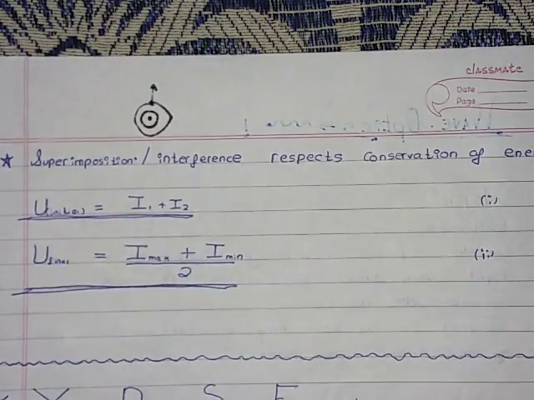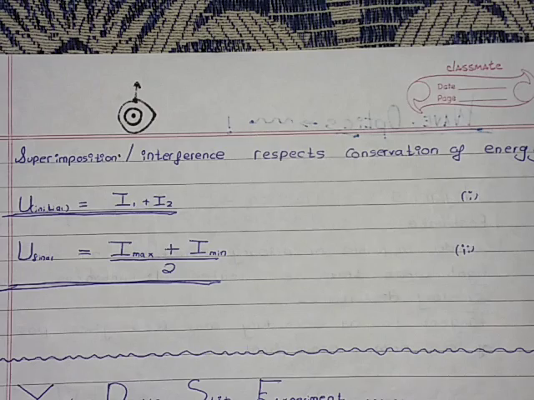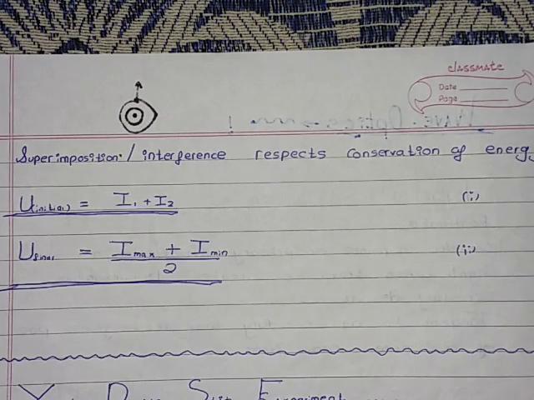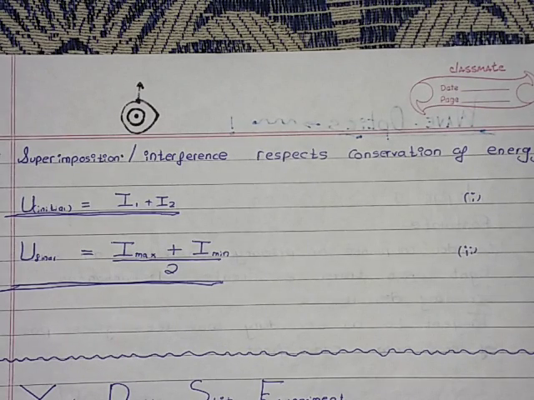Superimposition or interference respects the conservation of energy. That is, the initial energy equals I1 plus I2, and the final energy equals I max plus I min divided by 2. That's it.